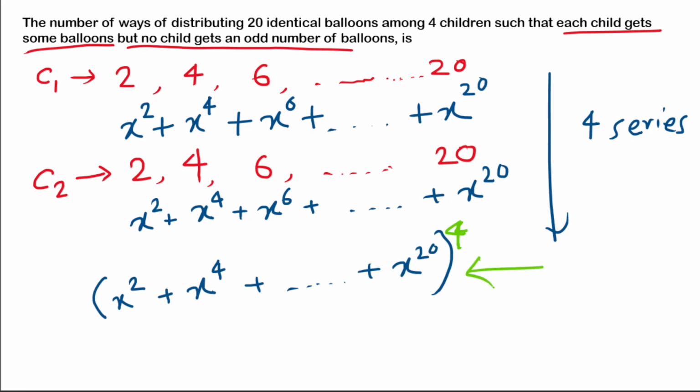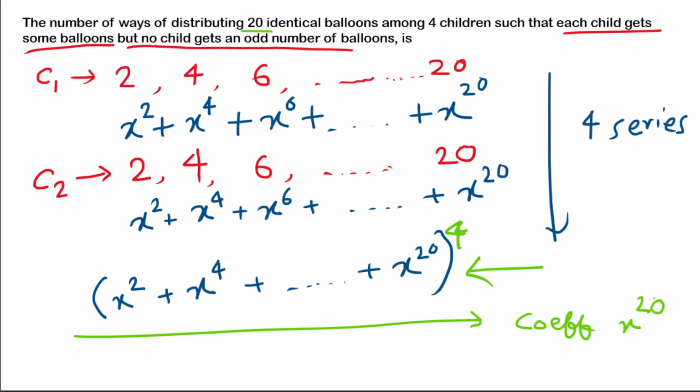Now I want you to look at this particular term. What does it say? Let us say that you want to see in how many ways only 2 balloons can be distributed among all of them. In this total term, you just have to look at the coefficient of x square. And what if instead of 2 we have 20 identical balloons? We just have to look at x to the power 20, right?